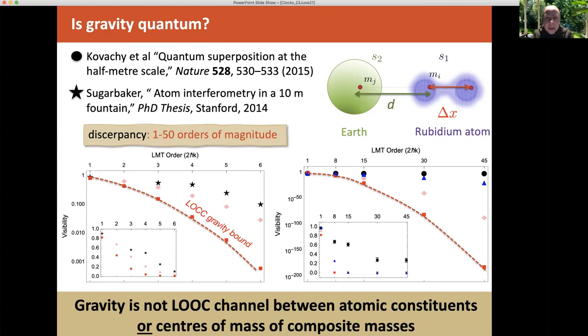And on the vertical axis, there is the visibility of the interference pattern that was obtained. In not all experiments does one get a clear statement of the visibility. That's why the sources are often quite limited, because not all experimental groups would report the actual number.